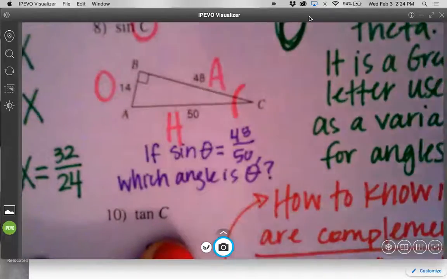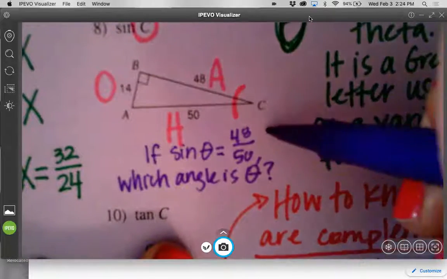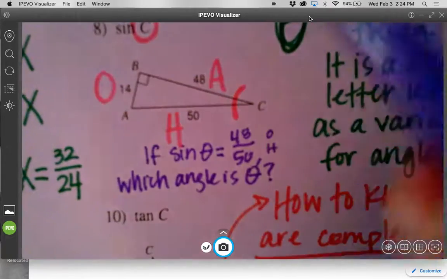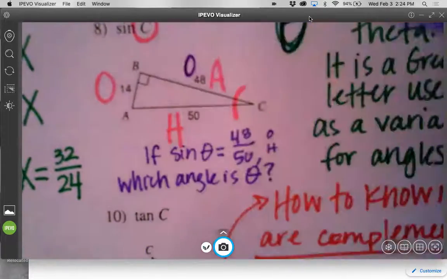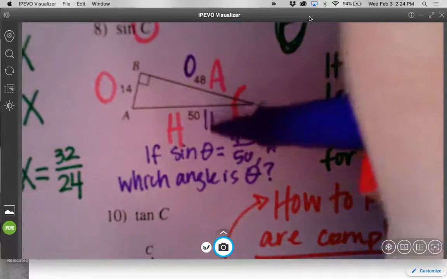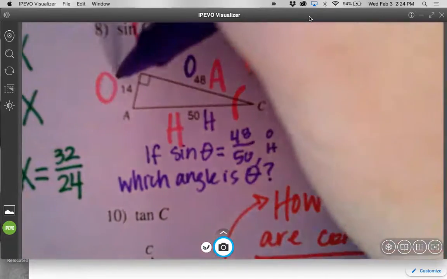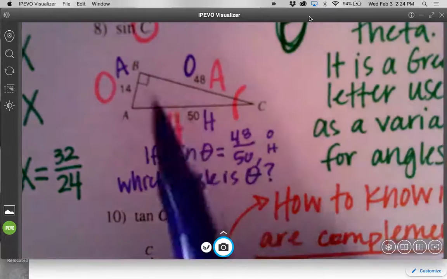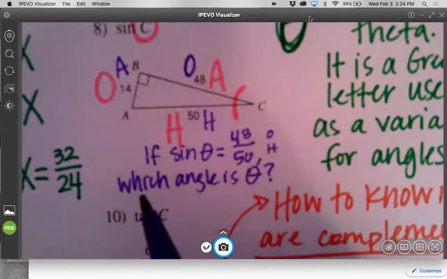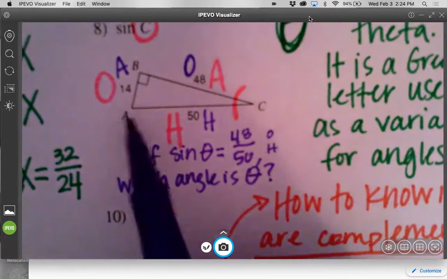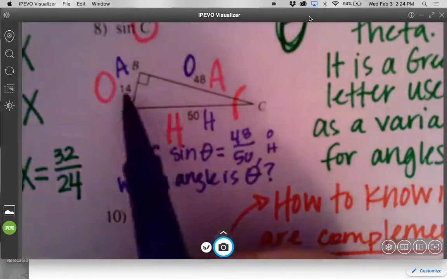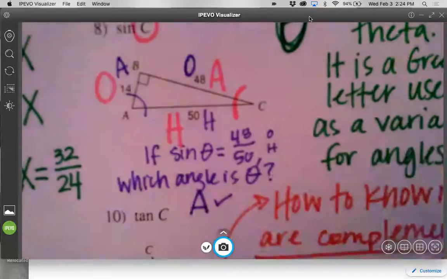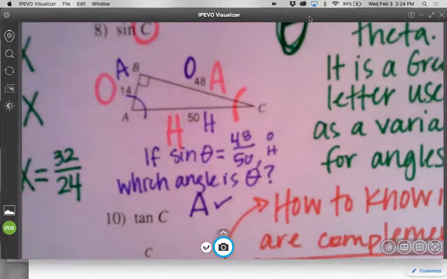SOHCAHTOA. Opposite over hypotenuse, right? So if the opposite is 48 and the hypotenuse is 50, then this must be the adjacent. Which angle are we using to label the O over here and the A over here? Are we using A or are we using C? A. There you go, you solved it. It's not too bad.